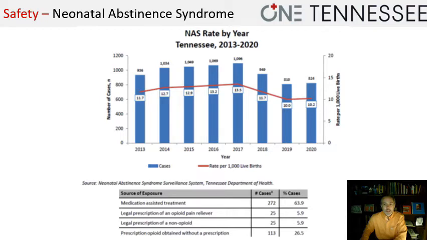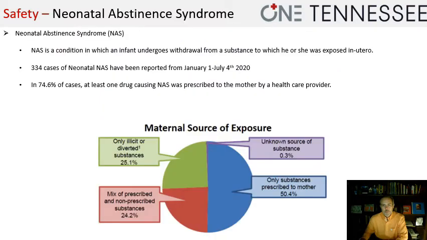But if you look down at the bottom, the reason we needed this legislation is almost 70% of the cases were from legally prescribed and dispensed opioid medications. This further demonstrates the need for prescribers to be very clear in counseling women of childbearing age on the risk of using opioids, where in 50% of the cases only substances prescribed to the mother contributed to that baby's neonatal abstinence syndrome. Let's explore some safety barriers.